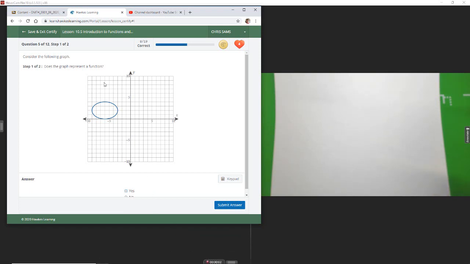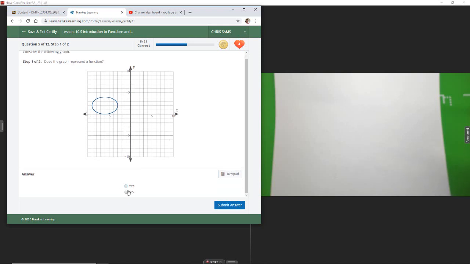Number 5, we want to know, does this oval represent a function? So again, if I drew a vertical line anywhere, it would hit twice in several spots. So this is not a function because it does hit twice.